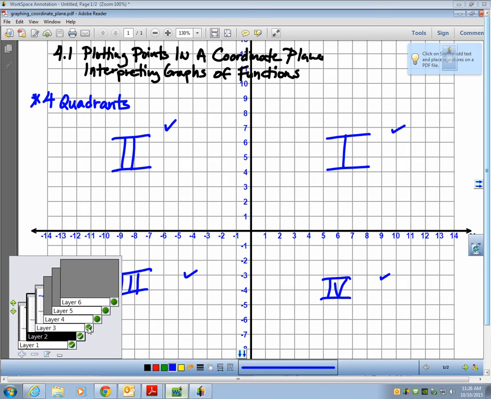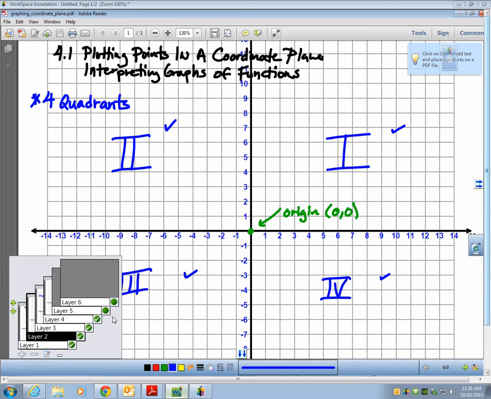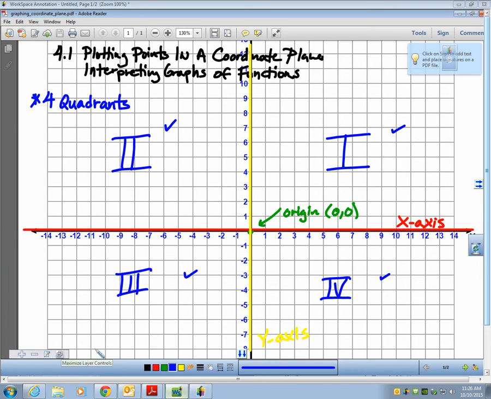Next, there's another important point here. It's called the origin. The origin is where these two lines meet. It's the point 0, 0. Pretty sure you've learned that before. We have an x-axis. I've labeled that in red clearly, and we have a y-axis, which I've labeled in yellow. So x-axis, y-axis meet at this point called the origin. That's the point 0, 0. I'm sure you've heard that vocabulary before, but I just wanted to review it with you.